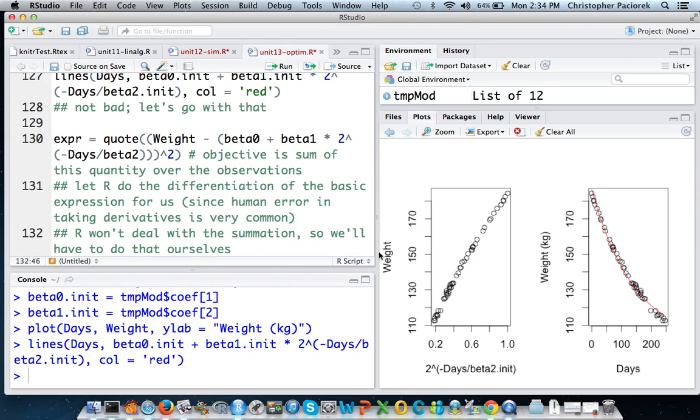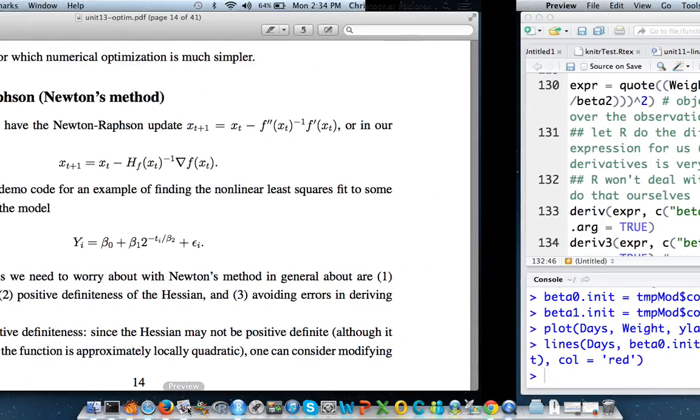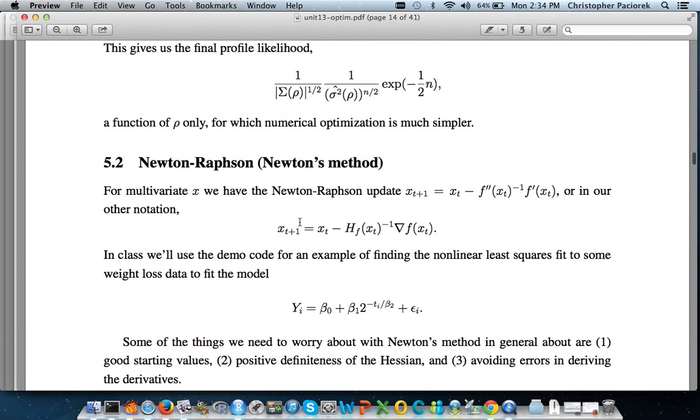Okay, so now I need to actually, let me go back to this and say one thing. If you go back to what we were talking about at the start of class, what am I doing here that's really kind of stupid with this particular problem?